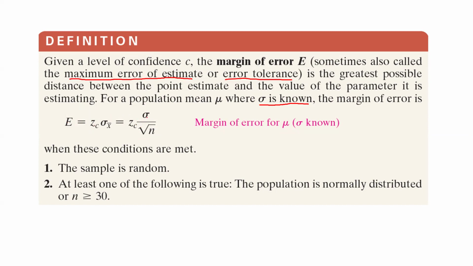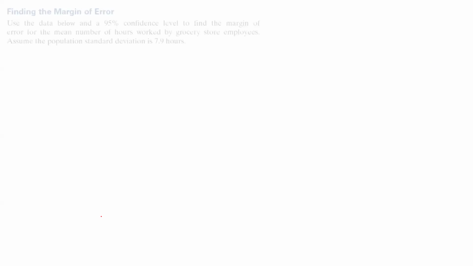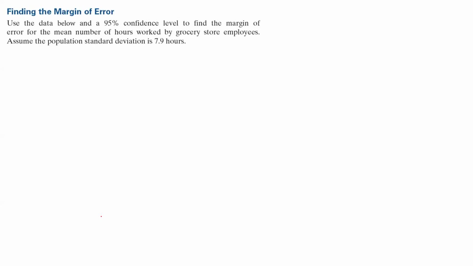Remember that sigma is the population standard deviation, n is the sample size, and ZC is the critical value. Make sure your population is normally distributed or you have at least 30 data points in your collection. So let's go back to our example before. The question says to find the margin of error for the data that you collected before.